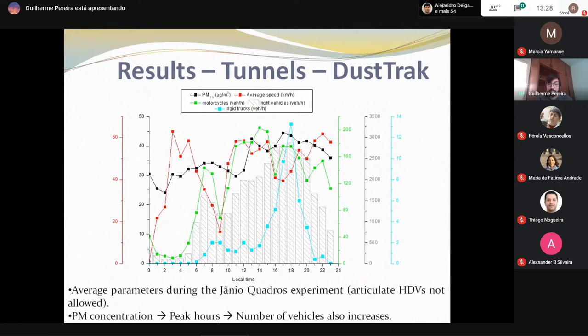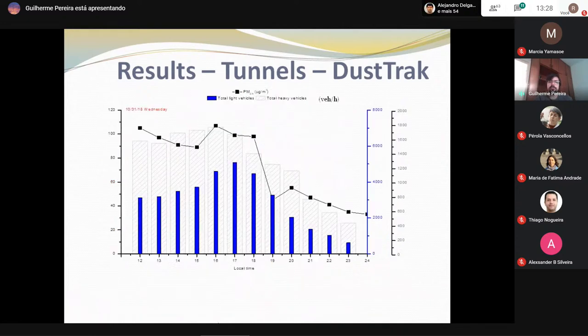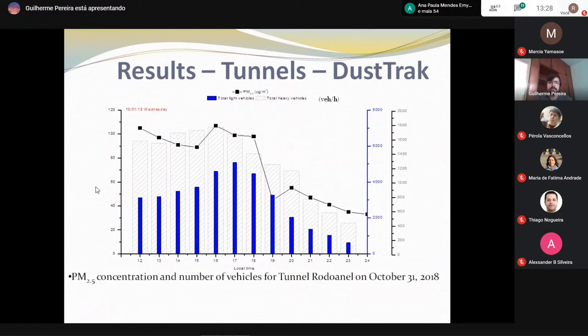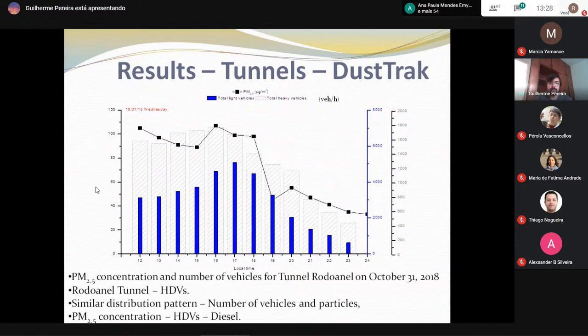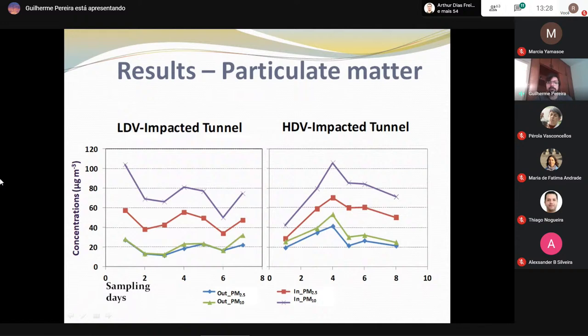And here we have the chart for a day at Rodoanel. We see that the PM2.5 concentration increases a lot with the high duty vehicles here, which are powered by diesel engines.